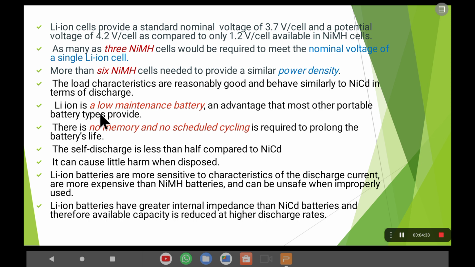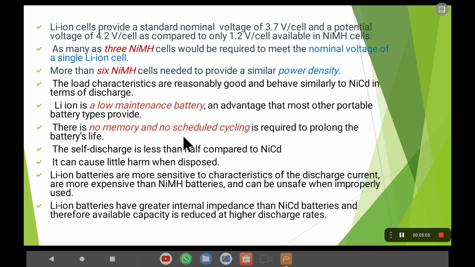As well as this, lithium ion is also a low maintenance battery. It is one of the greatest advantages of the lithium battery. If the battery maintenance is very high, obviously it may be a limitation. As well, it is also somewhat uncomfortable from the customer's point of view. So if the maintenance is very low, the customer can take advantage of that, and obviously they can give the highest priority to lithium batteries only.